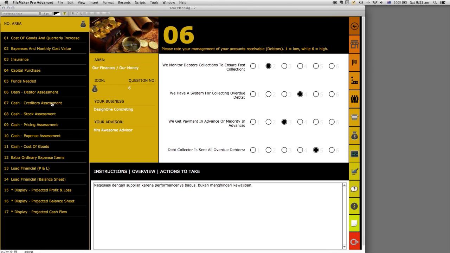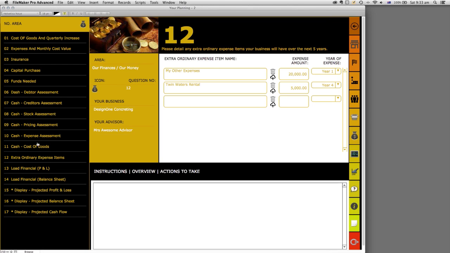diagnostic, and then we've got extraordinary expense items. So they couldn't be put in the normal expense area, but they're going to be things we need to think about, and they're going to happen in a particular year. So that's where we can capture the extraordinary items.